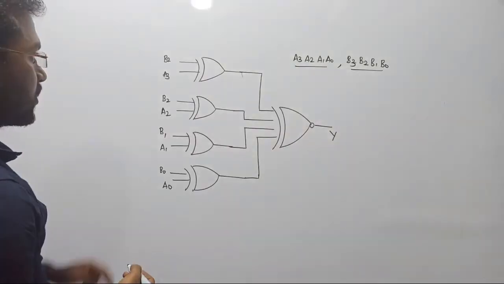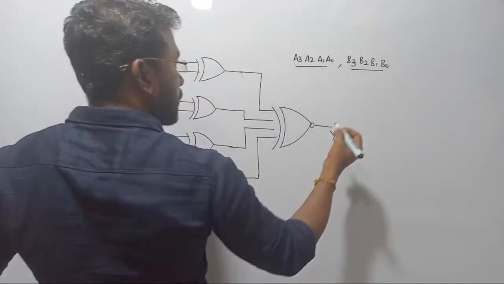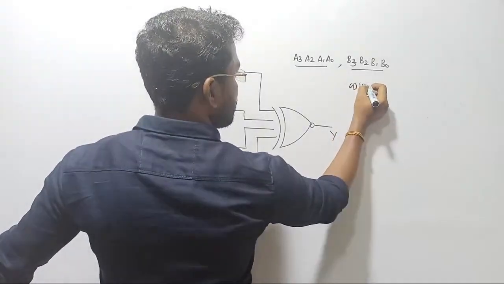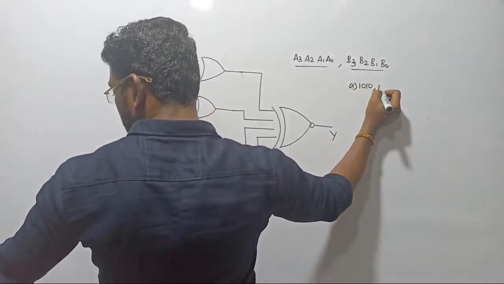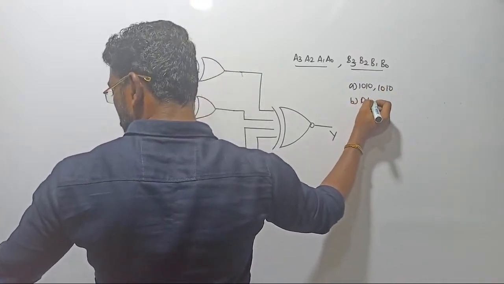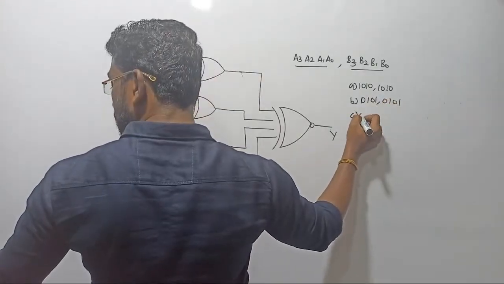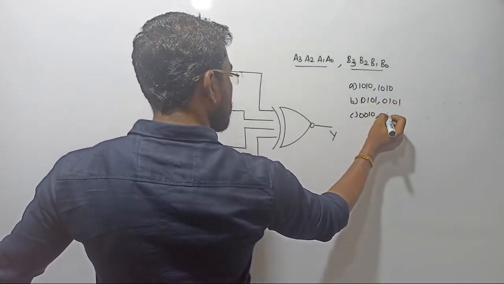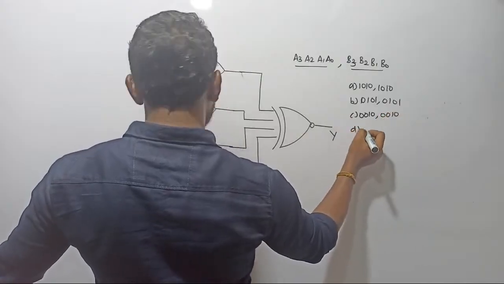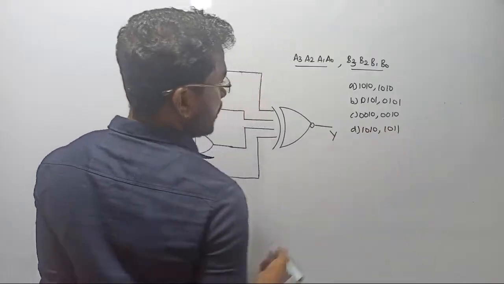Now the question is, there are possible outputs. Let us consider option A. They said 1010. Possible inputs are 1010. Option B, they said 0101. Option C, they said 0010. Option D, they said 1010, 1011. Actually, what is the question?